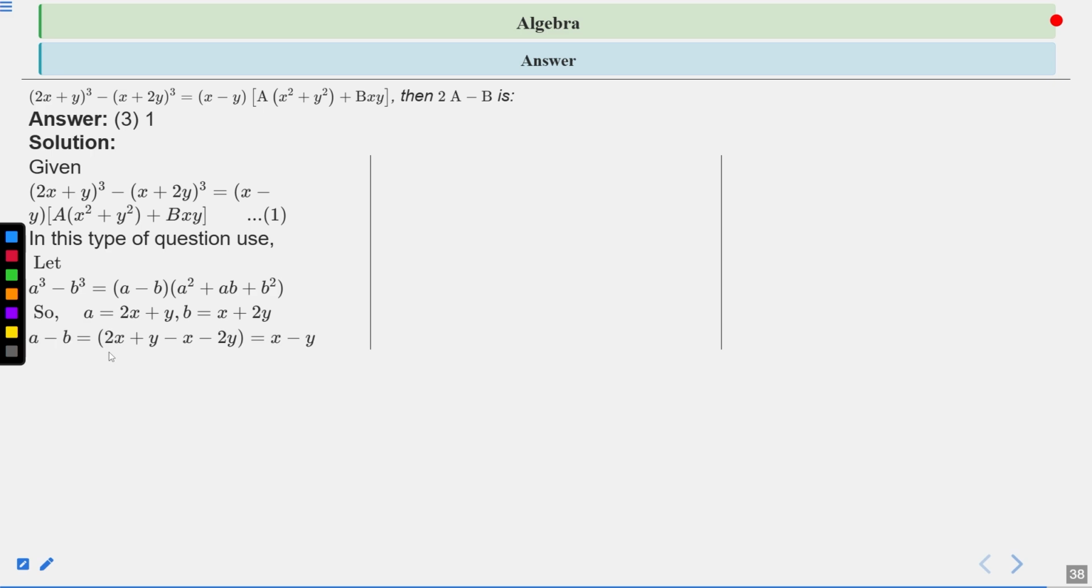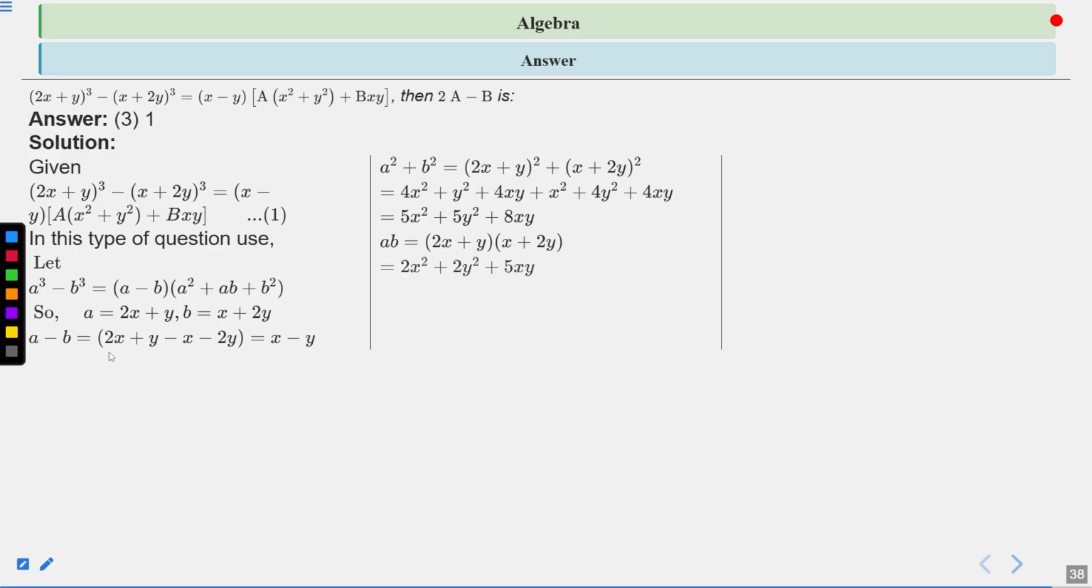So a minus b, we get 2x plus y minus x minus 2y, which equals x minus y when we simplify it. In the same way, a square plus b square will become (2x plus y) whole square plus (x plus 2y) whole square. When we simplify it, we get 4x square plus y square plus 4xy plus x square plus 4y square plus 4xy. So we get 5x square plus 5y square plus 8 into xy. Now we calculate the value of ab, which becomes 2x plus y multiplying by x plus 2y. So we get 2x square plus 2y square plus 5xy.